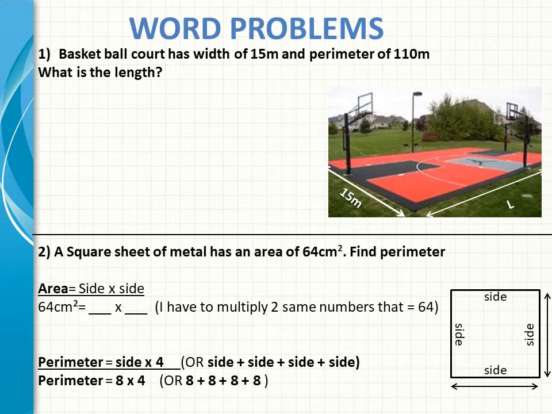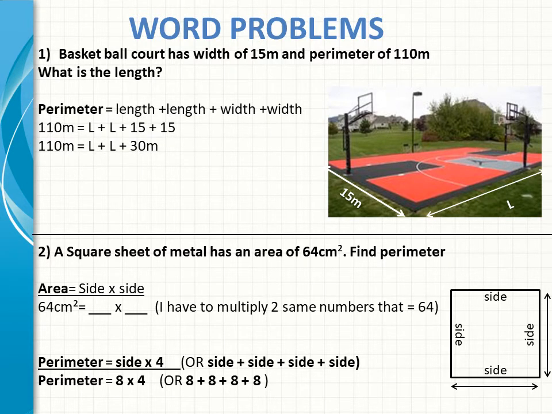Now let's go ahead. Now the perimeter, like we said, is length plus width plus length plus width. We don't know the length, but we know the width. So let's add the width together. 15 plus 15, it's 30.